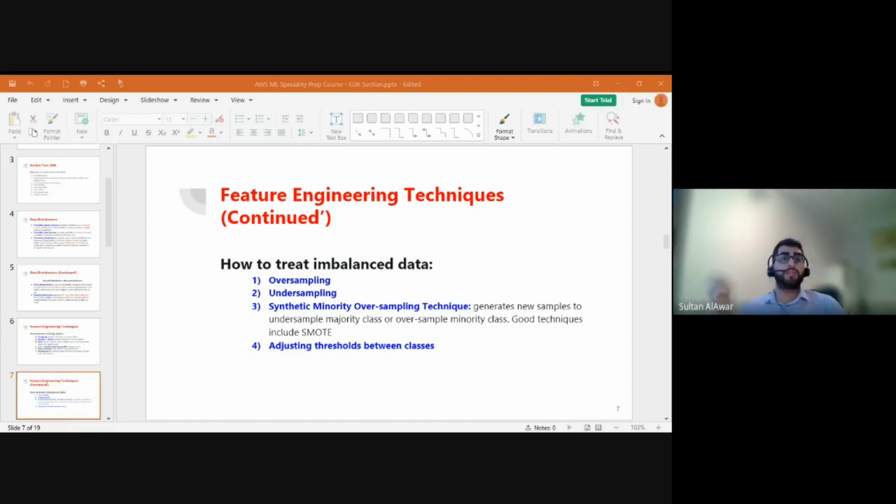And the fourth feature engineering technique that we can use to treat imbalanced data is to adjust thresholds between classes. So if we're talking about logistic regression, we can adjust the thresholds or the probability for the model in which it predicts if the class is positive or negative. So if we put this in a practical example, let's say we have a data set and want to predict a fraudulent outcome. So we need to predict if an event is fraudulent or not.